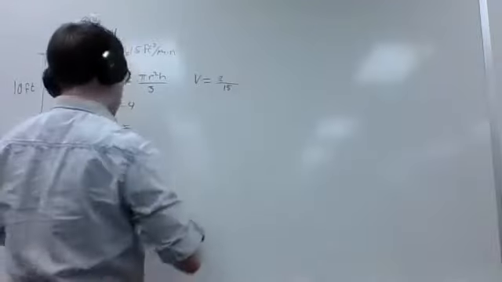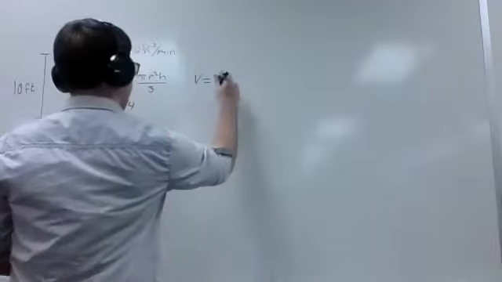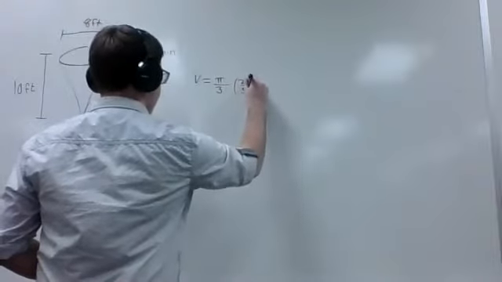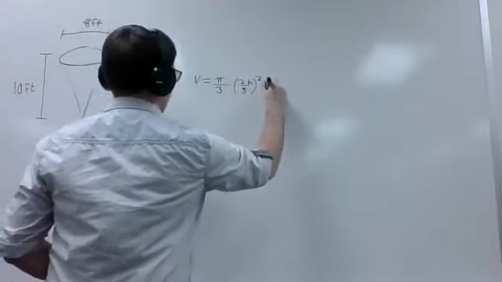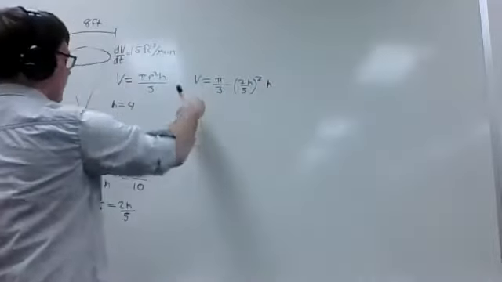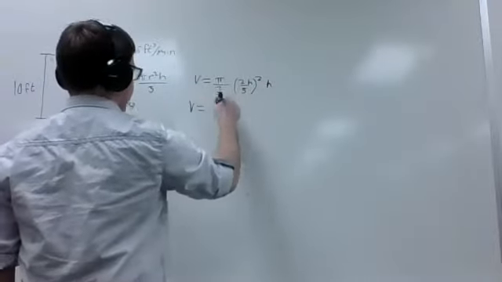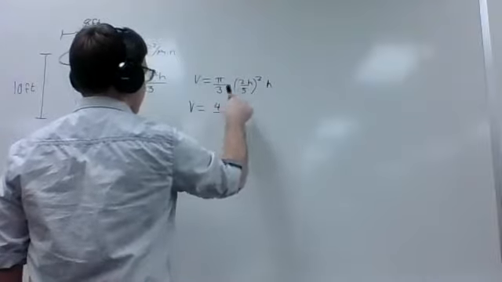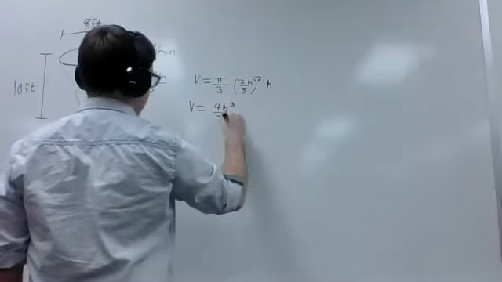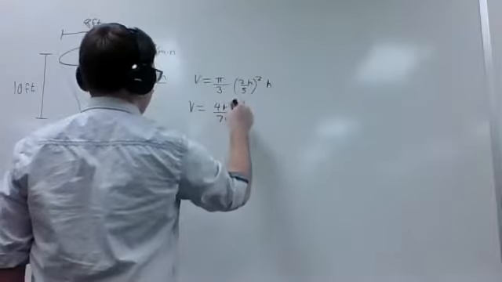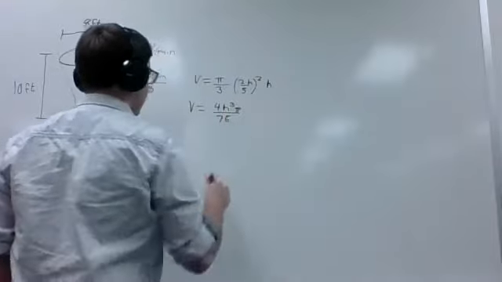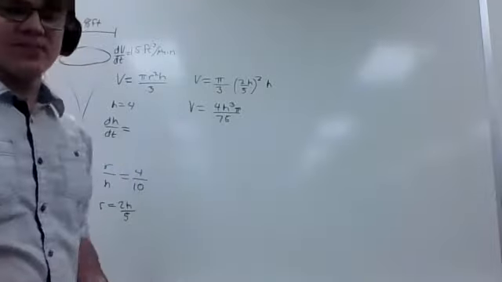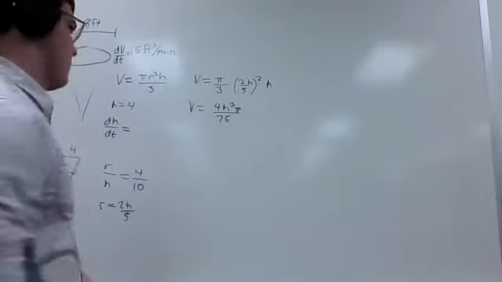Or no, sorry. It's going to be pi over 3 times 2 over 5 h squared times h. And so then that simplifies out. That's going to be 4h cubed over 75. And we can't forget our pi. Our pi's in there. And then we can take a derivative of this pretty easily.